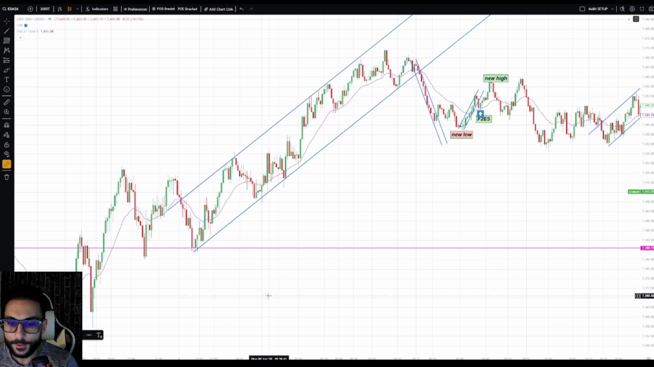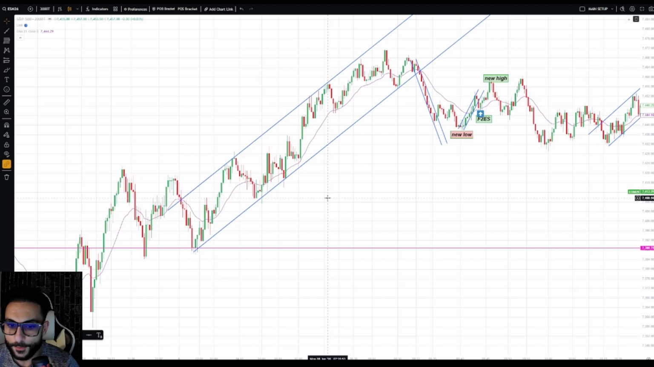So we are currently looking at ES and the time frame we are looking at is the 2000 tick chart. Now, the only other indicator I have on here is the 21 EMA, which is this purple line. And other than that, I solely rely on price action and trend lines to look for high probability setups.